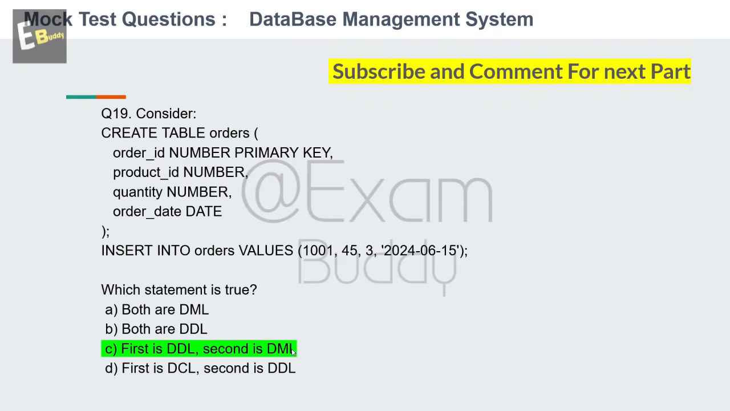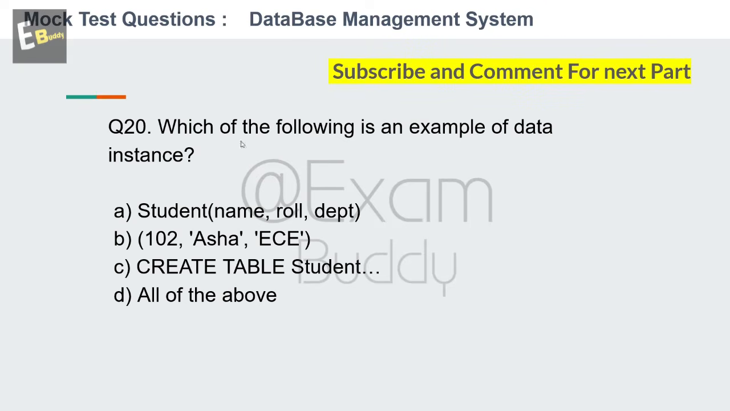Now let's go to our question number 20. Which of the following is an example of data instance? So these are the options: student, name, role, department; B, 102, Asha, ECE; create table student; all of the above. So your time starts now. And the answer is B, 102, Asha, ECE.